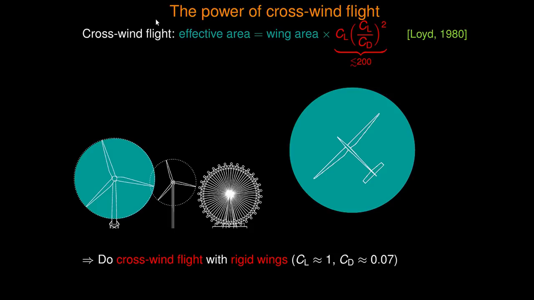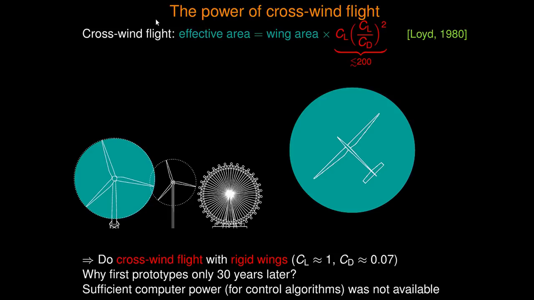And you can now ask, why does it take 30 years from this idea to first systems? And the answer, which is probably very interesting for this community, is why these prototypes are appearing only 30 years later. It's because sufficient computer power for the control algorithms, which allow you to control such flight modes, was not available.